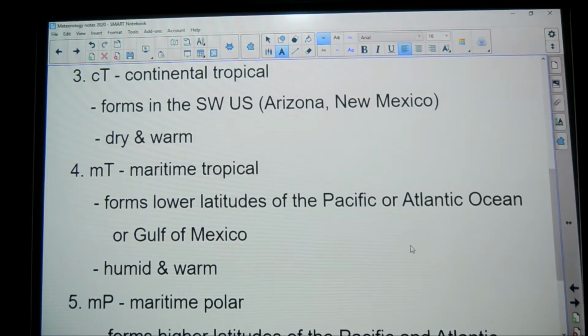The fourth one, maritime tropical. Maritime means water, marine. All right, so this one's forming over lower latitudes of the Pacific or Atlantic Ocean. For us, usually it's Gulf of Mexico. Maritime is going to be humid because it's forming over water. Tropical is going to be warm, so humid and warm.